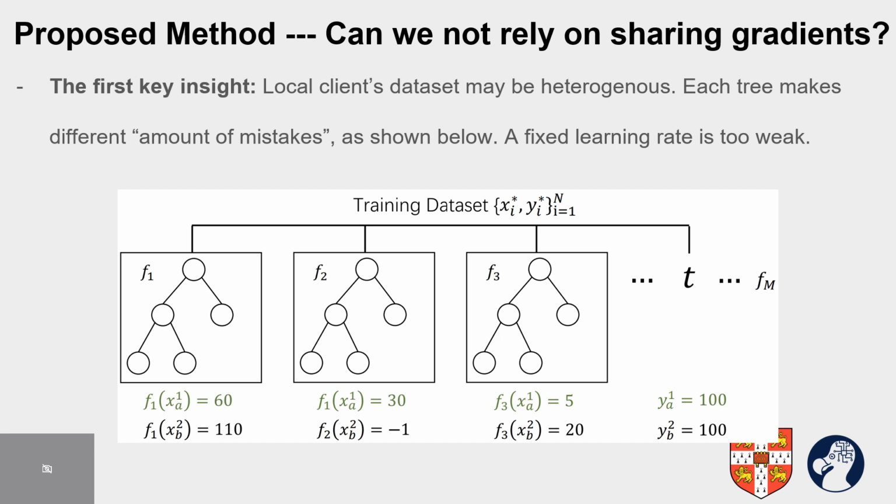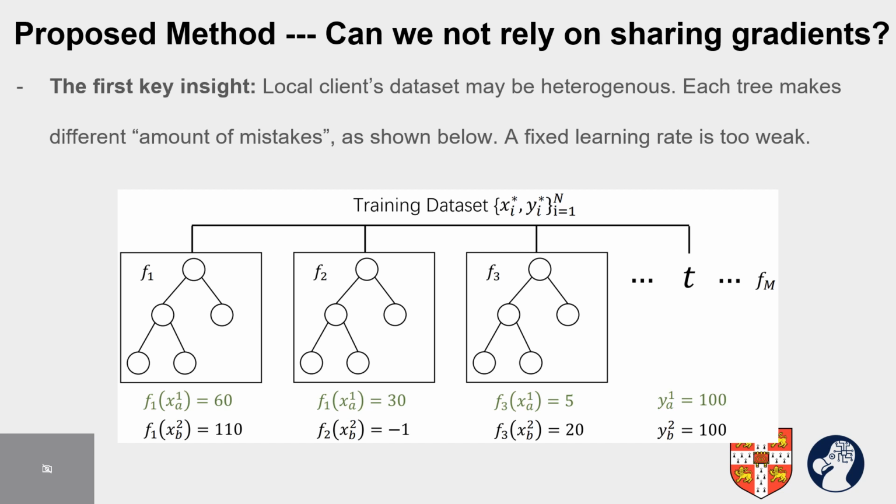The first one is, as the local datasets of clients can be heterogeneous in the horizontal setting, using a fixed learning rate for each tree may be too weak, since each tree can make different amounts of mistakes on unseen data with distribution shifts. Consider this example. We have an XGBoost model with m trees. The XGBoost model is trained on datasets for a regression task. We send this XGBoost model to 2 other clients and evaluate it on their respective local datasets.